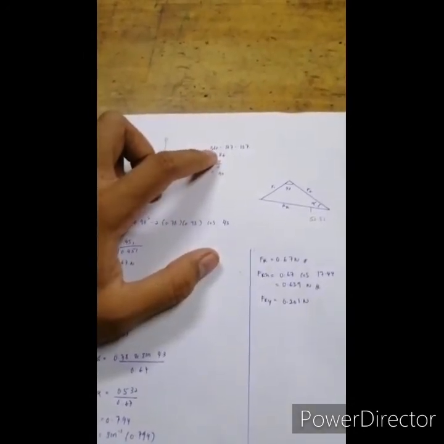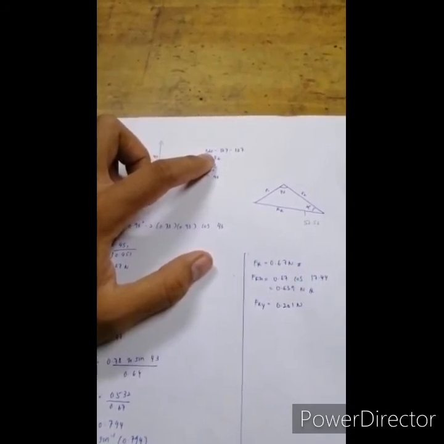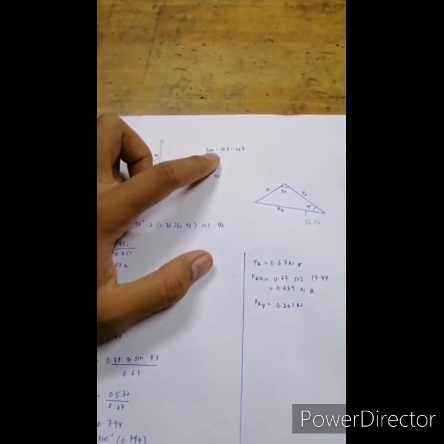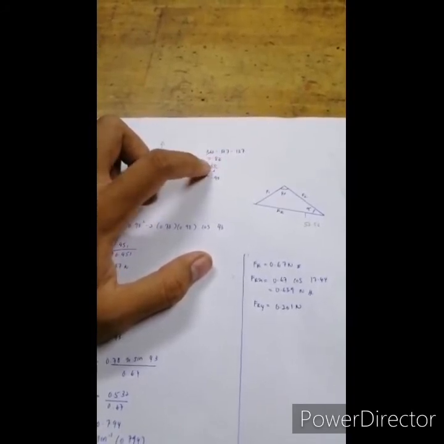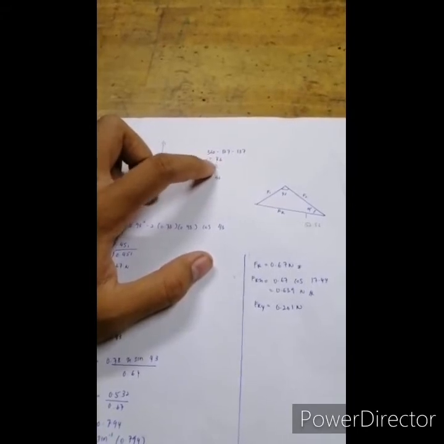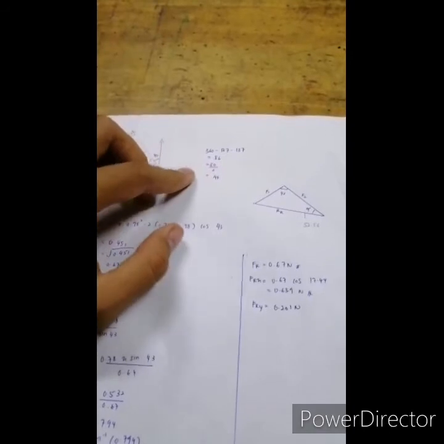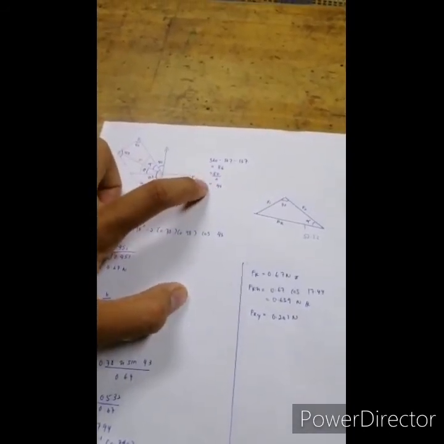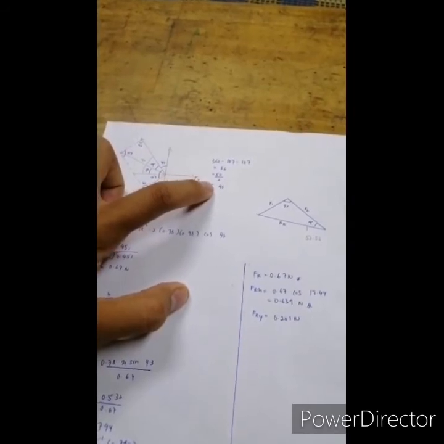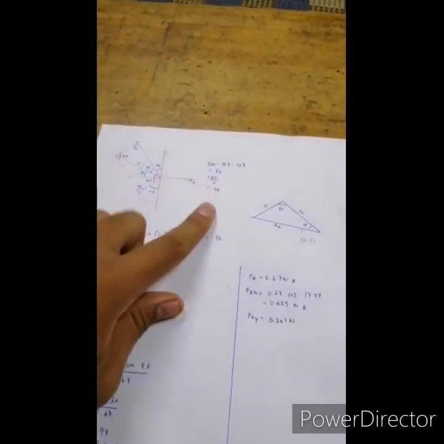Free body diagram for table 3. 316 minus 137, which is 80, 86, and 80 over 2, the answer is 43.